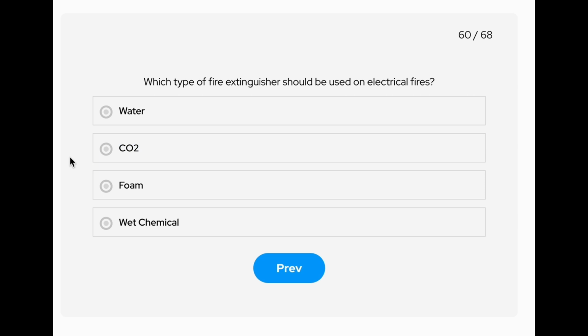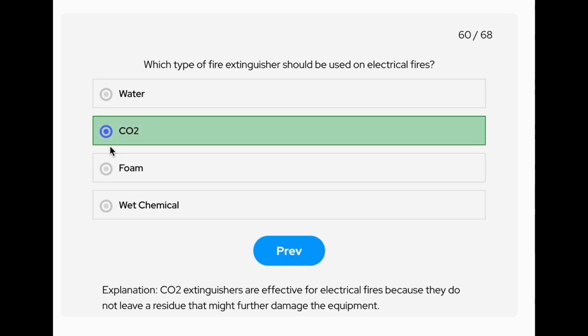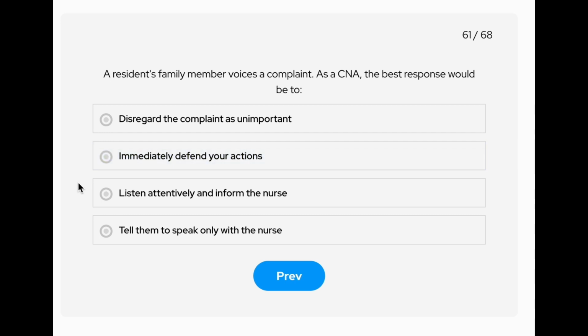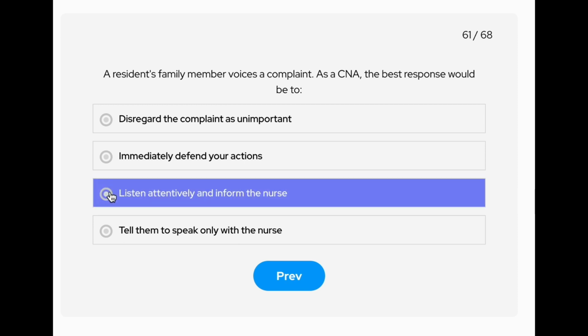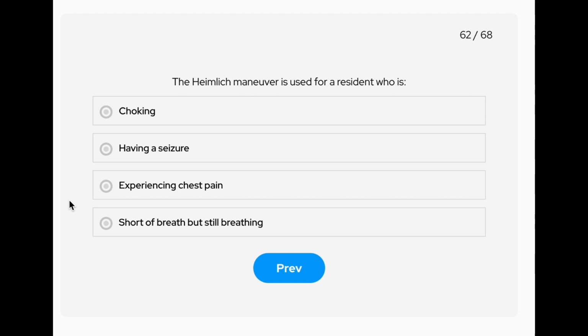Which type of fire extinguisher should be used on electrical fires? CO2. A resident's family member voices a complaint. As a CNA, the best response would be to listen attentively and inform the nurse. The Heimlich maneuver is used for a resident who is choking.